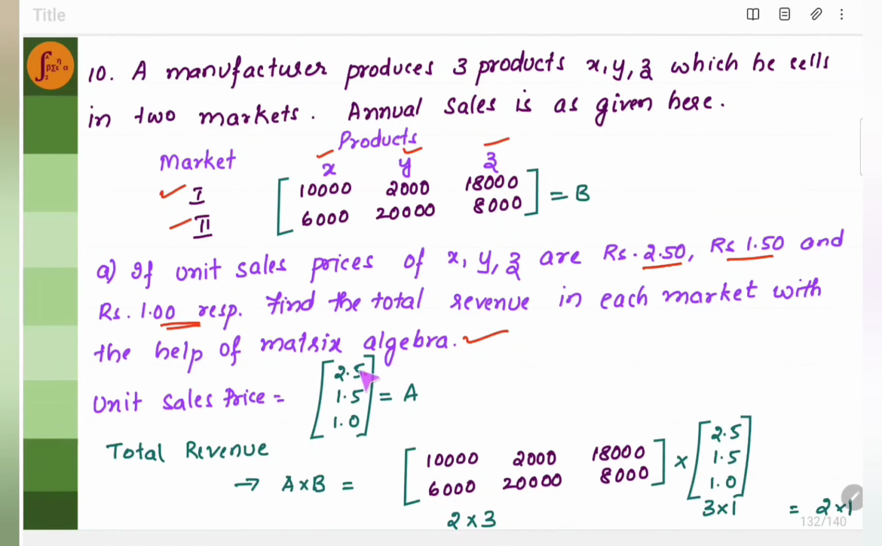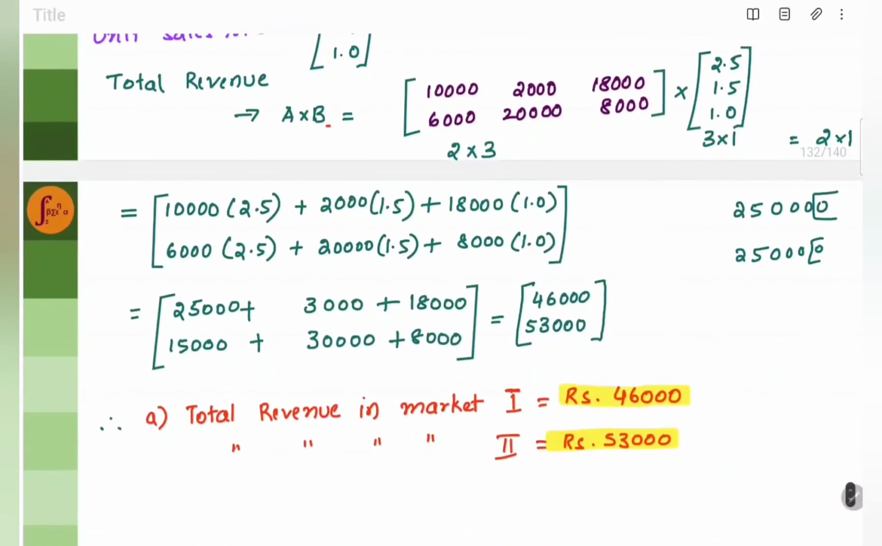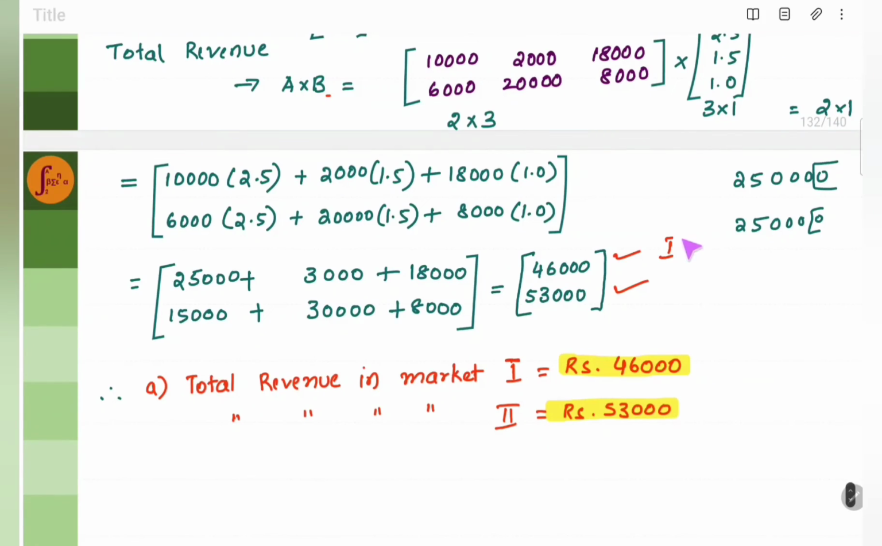Now, if you multiply the price of each product with the total number of products that is sold, then you're going to get total revenue. So the formula for total revenue is this into this. We call this matrix A and this is matrix B. So matrix A into B is going to be total revenue. You multiply the matrices and you're going to get this matrix. So you're going to get 46,000 and 53,000. This is market 1 and this is market 2. So total revenue in market 1 is 46,000 and market 2 is rupees 53,000.